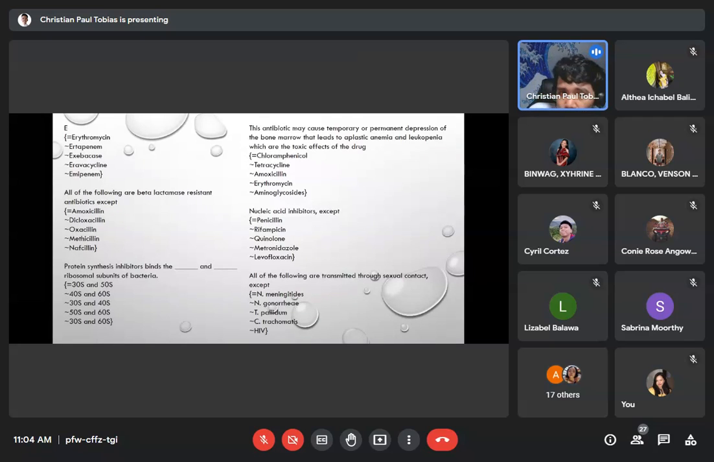So, this antibiotic may cause temporary or permanent depression. So, your chloramphenicol. Nucleic acid inhibitors except penicillin. So, penicillin, kung hindi mo na-review yung nucleic acid inhibitors, ang penicillin naman, parang siya na yung major example ng cell wall inhibitors. So, kakancel mo na siya agad.